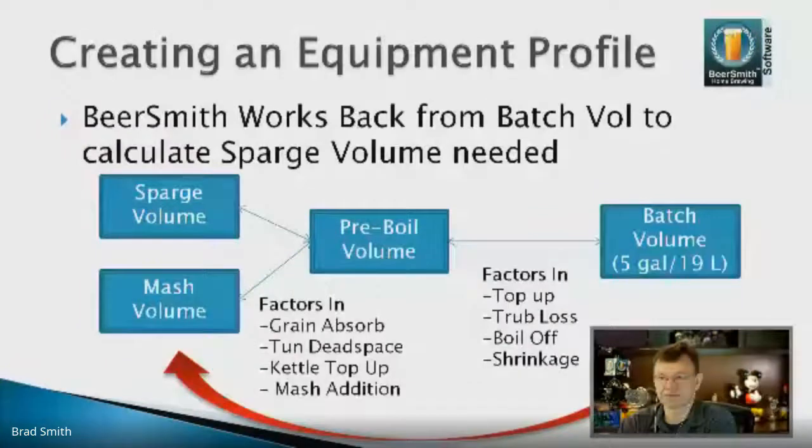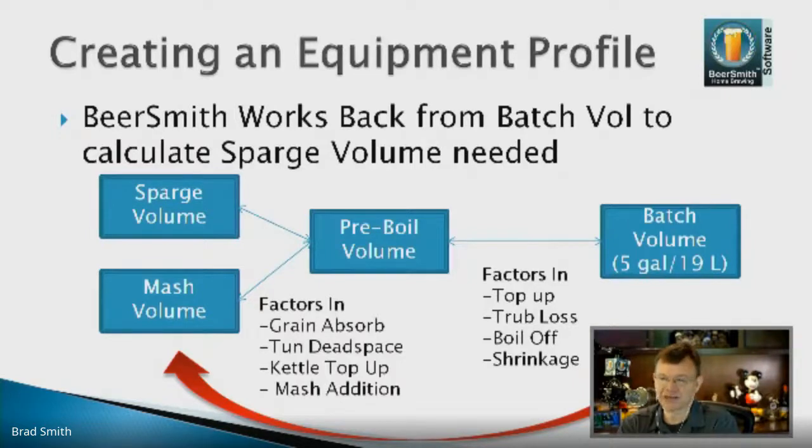And the way this works is the program kind of works backwards from your batch volume. So if your batch volume, let's say you're a typical brewer, you make either 5 or 10 gallon batches, which are 19 or around 38 liters batches. Generally, that's what you start with, and that's described as the batch volume, and that's the volume into the fermenter.